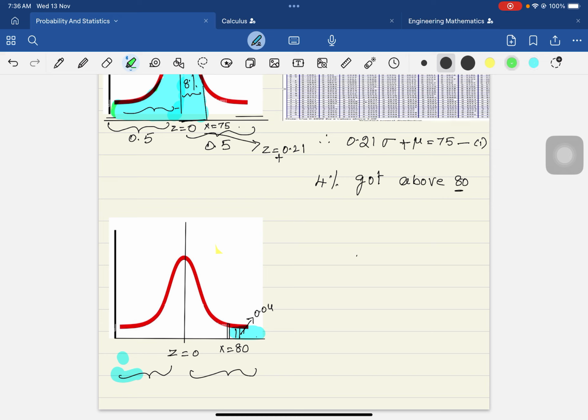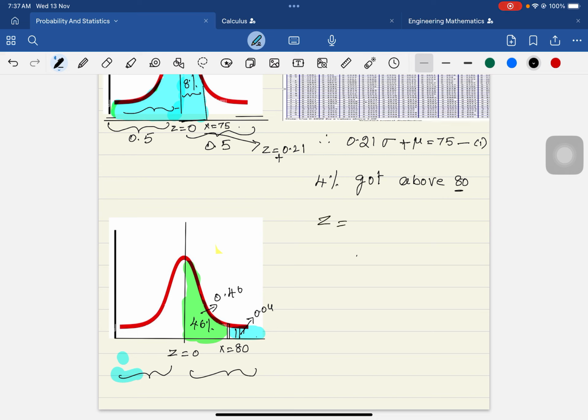When we know that it is 0.04, what will this area be? This particular area is 50 minus 4%, that is 46%. So 46% is the area covered here. So this is the area of 0.46.